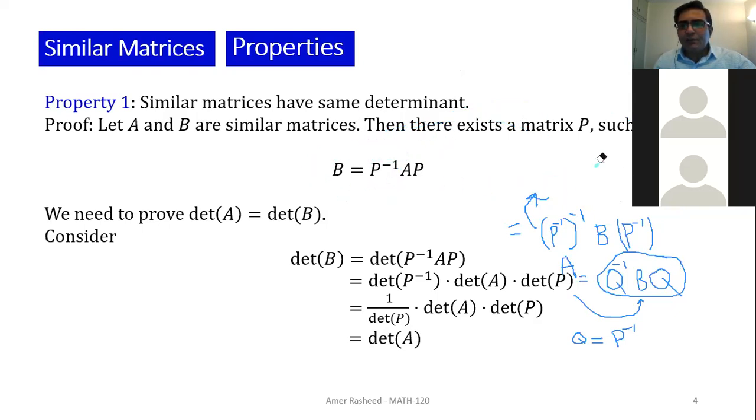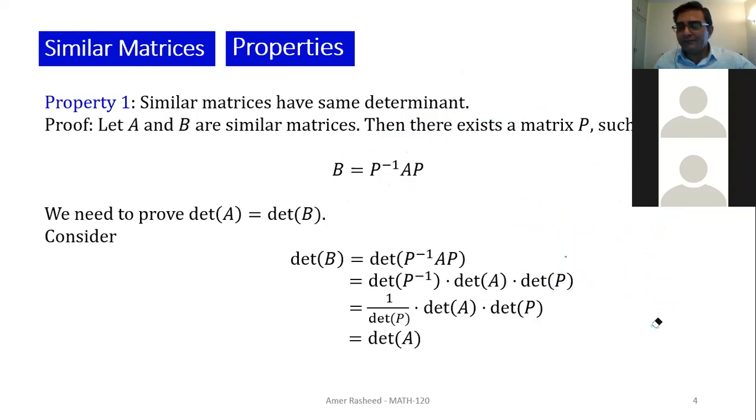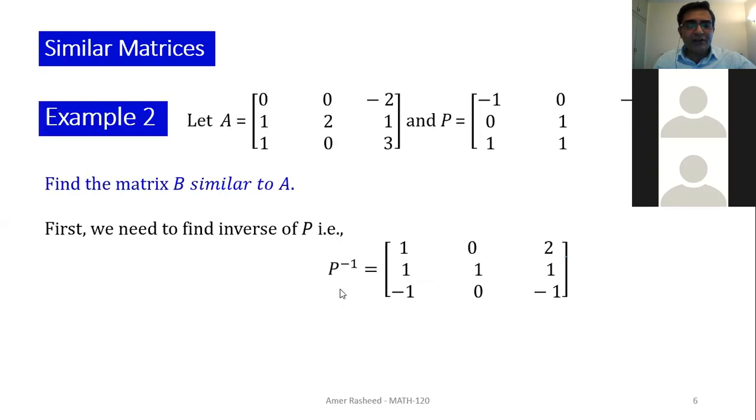So you can see that similar matrices have many properties in common. Now, what is the advantage of all this? For that, we need to discuss another example. In example 2, I consider another A which is given here, and another P which is given here. We need to find a matrix B which is similar to A. First we need to find the inverse of P, which I hope you can find easily. I have given the P inverse here.